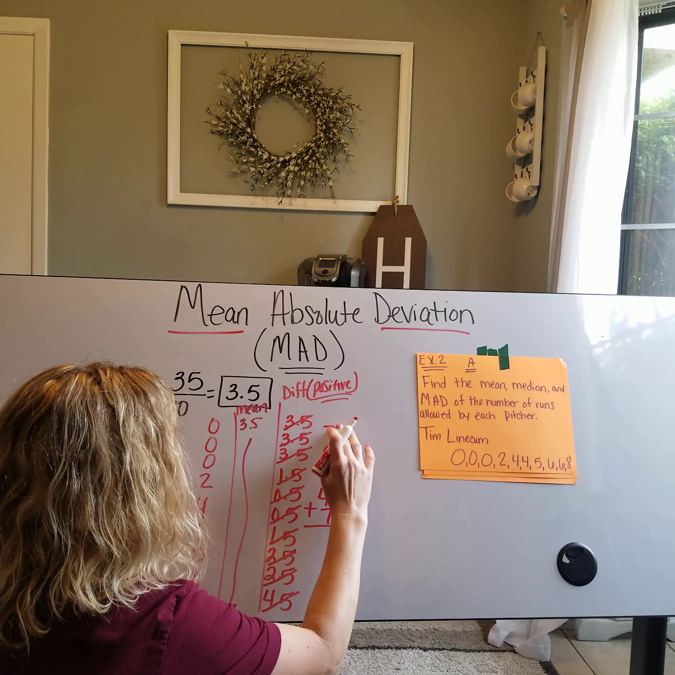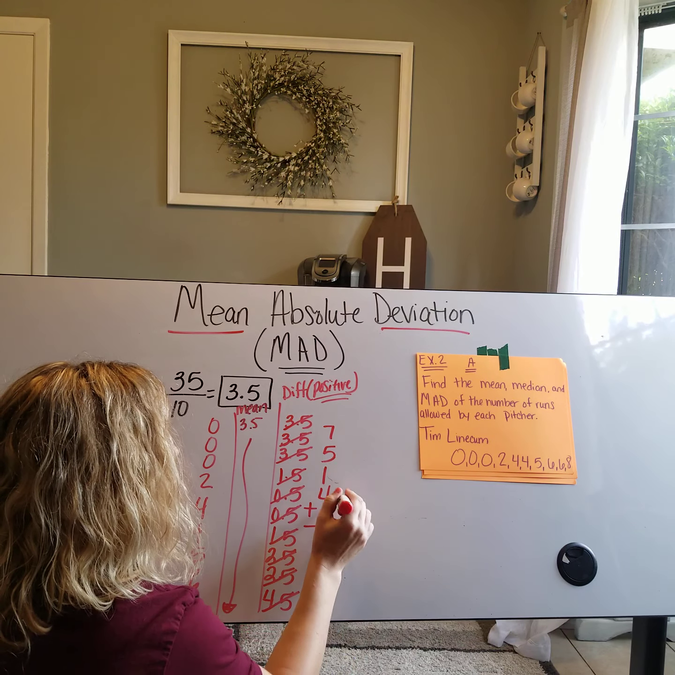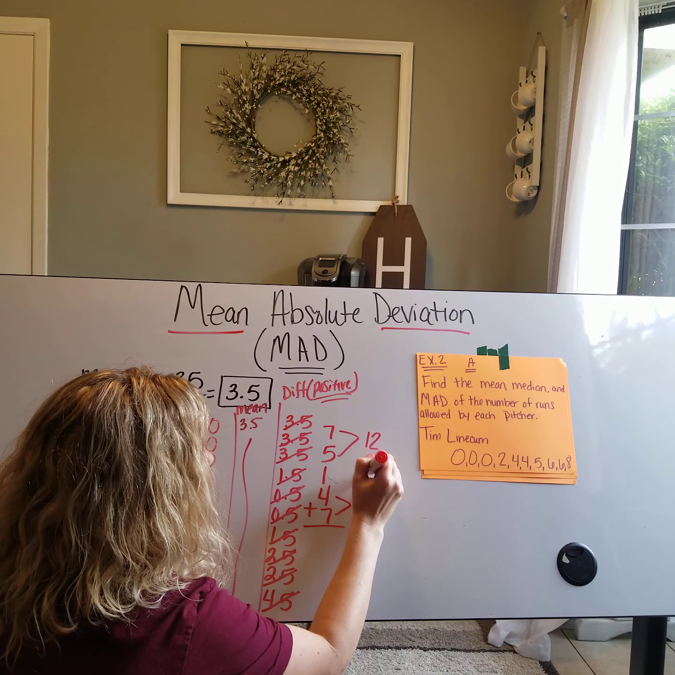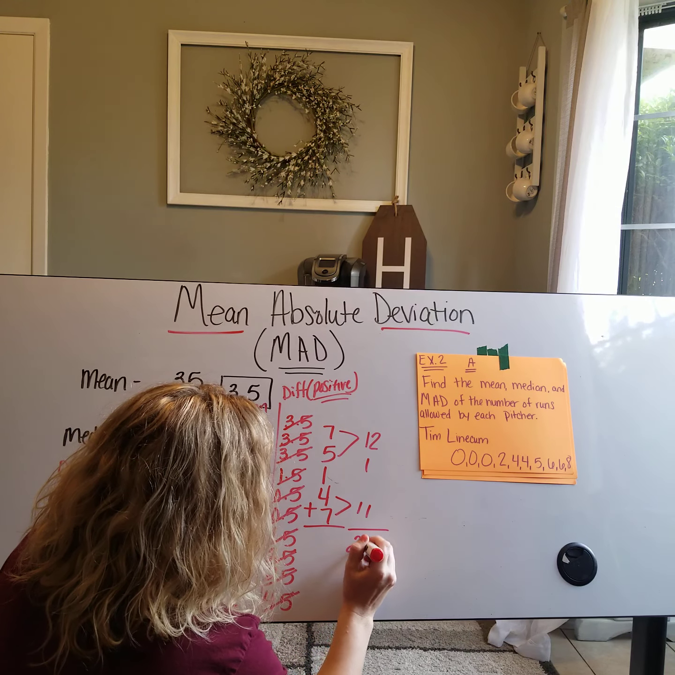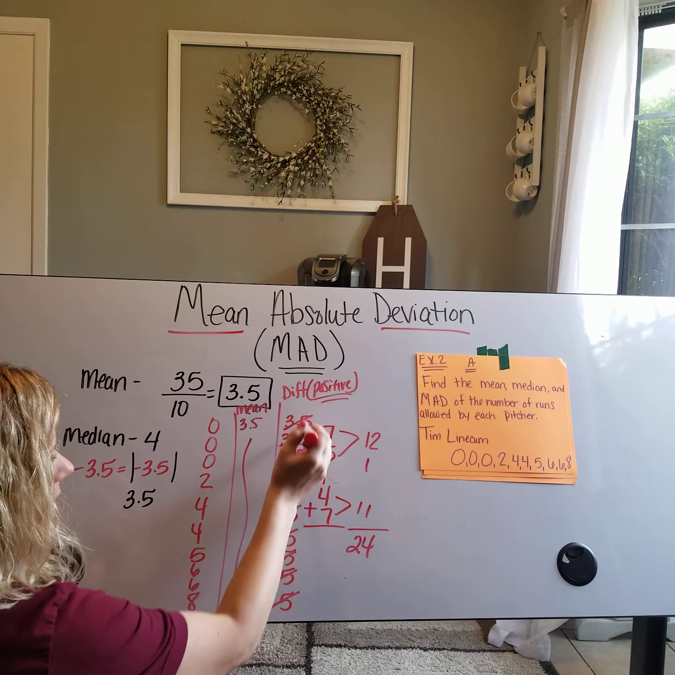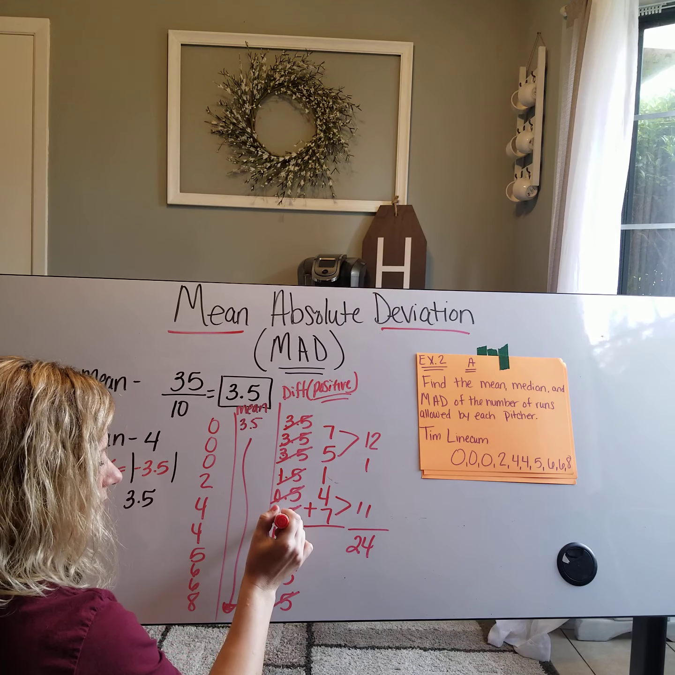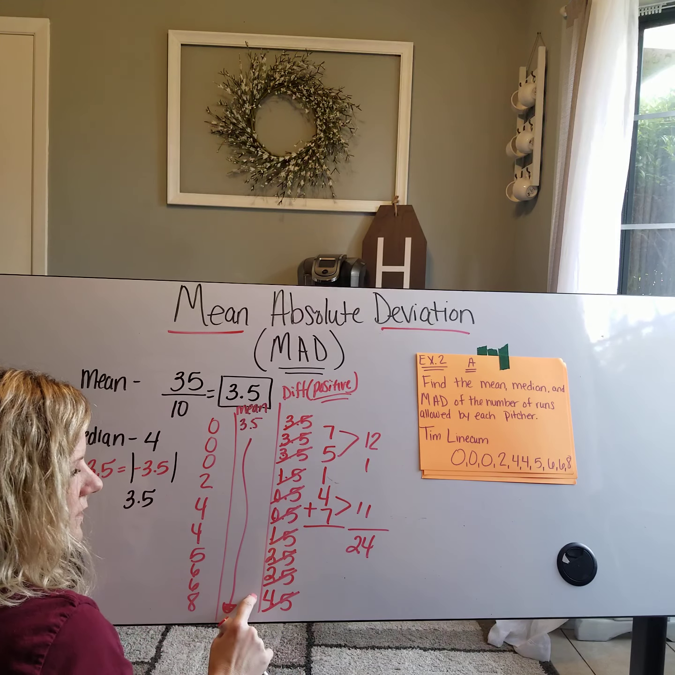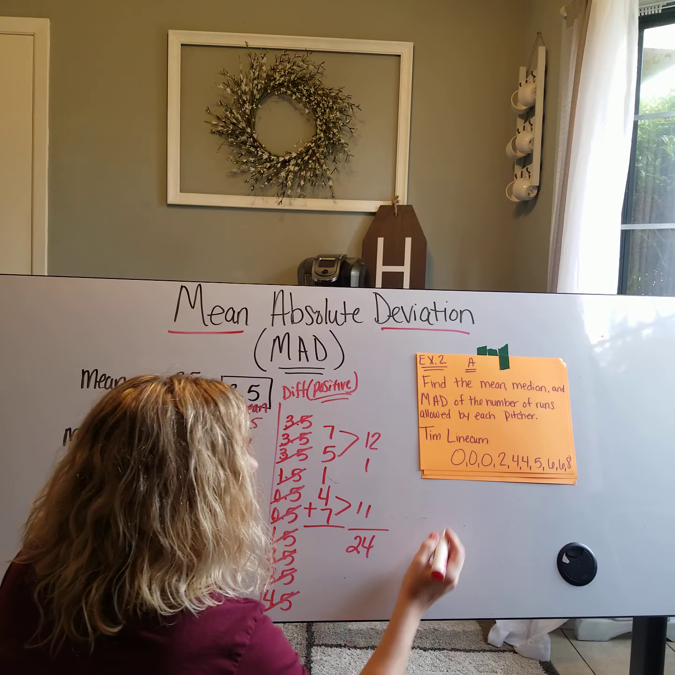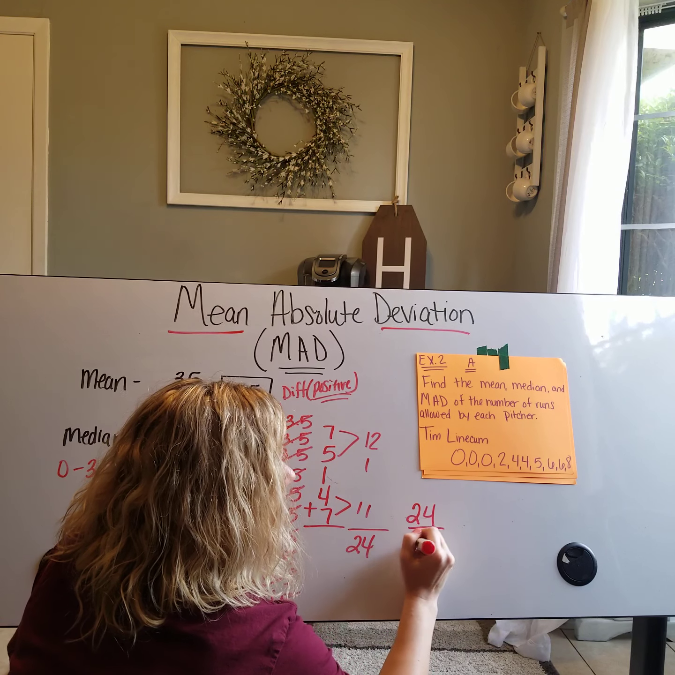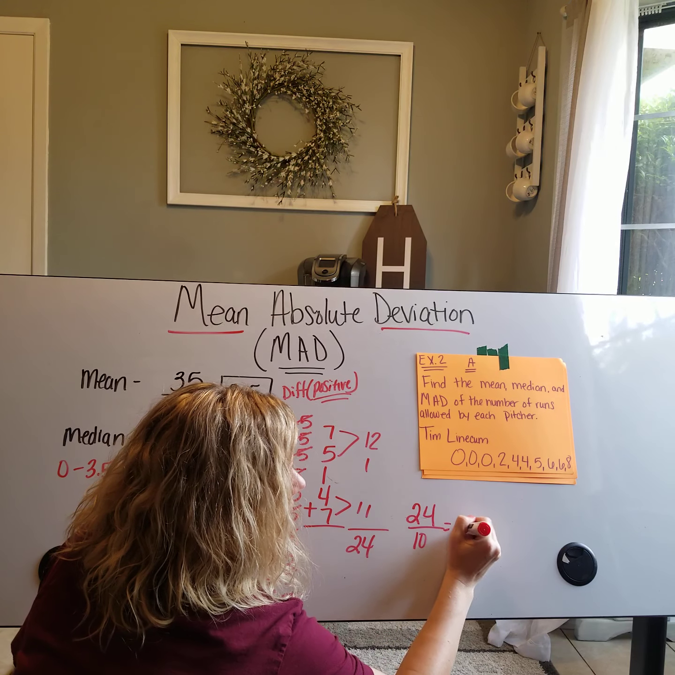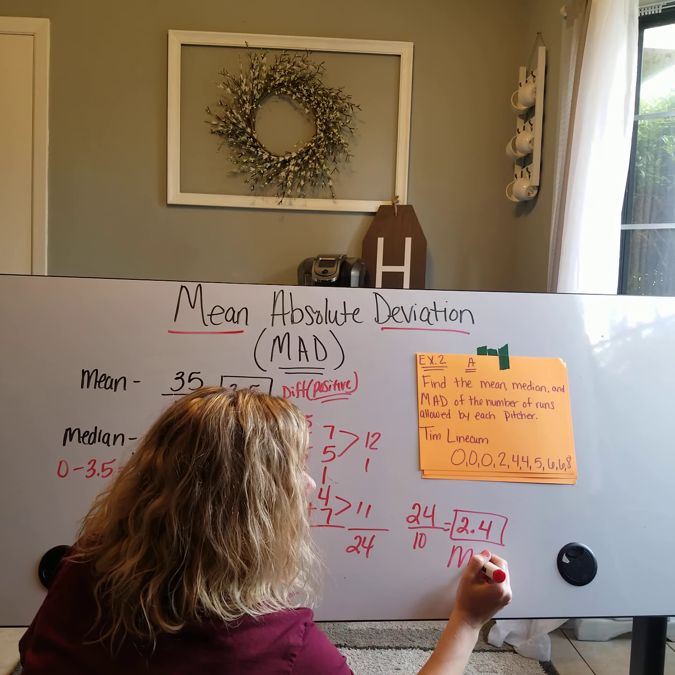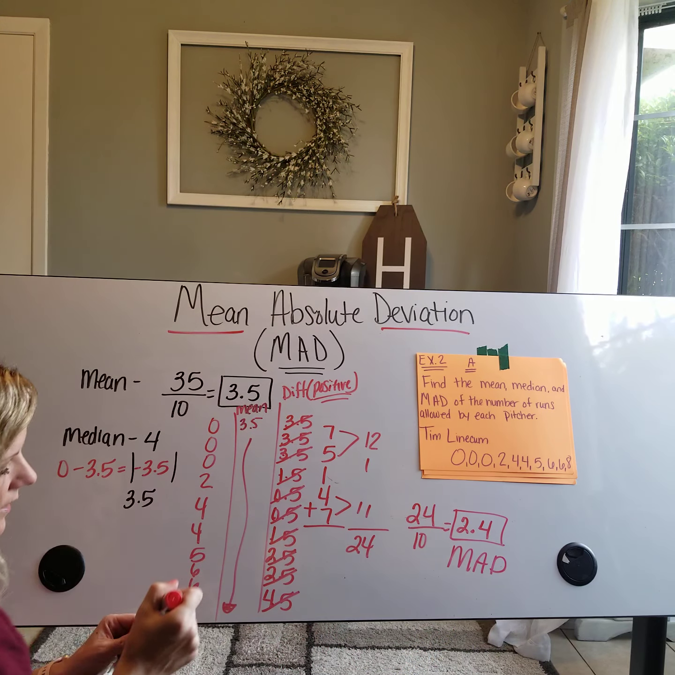Okay, you have 11 here, and then you have 12, and then your 1. So you should have 24. And then we're going to divide it by 1, 2, 3, 4, 5, 6, 7, 8, 9, 10, the number of data in your data set. So then we're going to do our 24 divided by 10, which should give you 2 4/10. And this is your MAD, your mean absolute deviation.